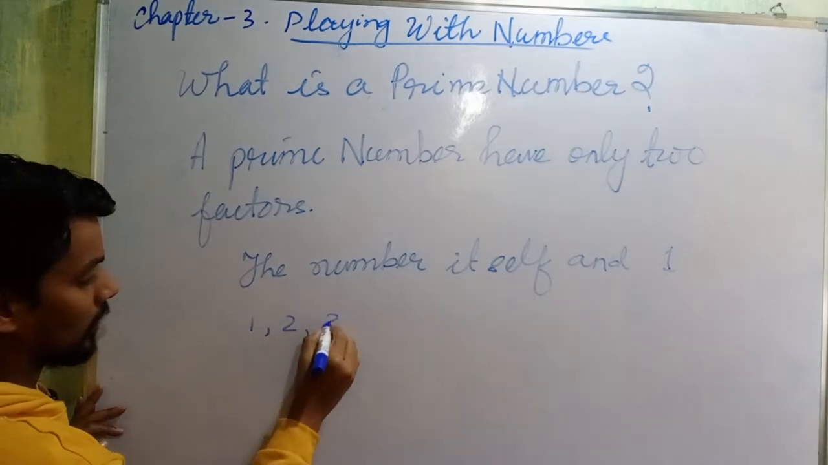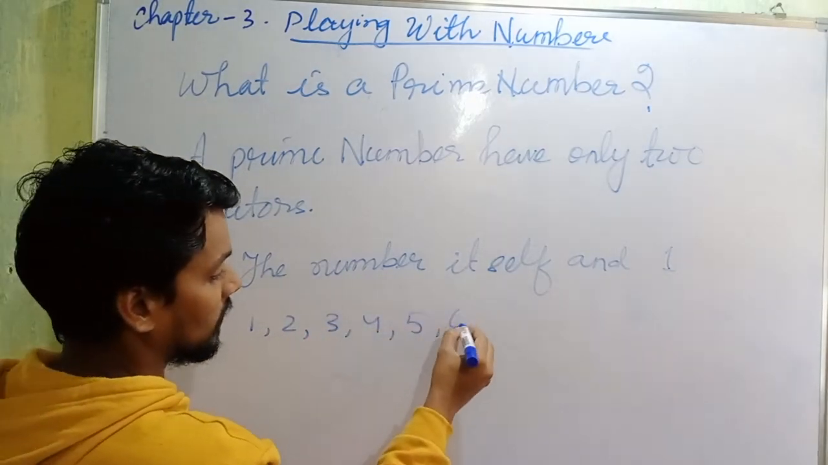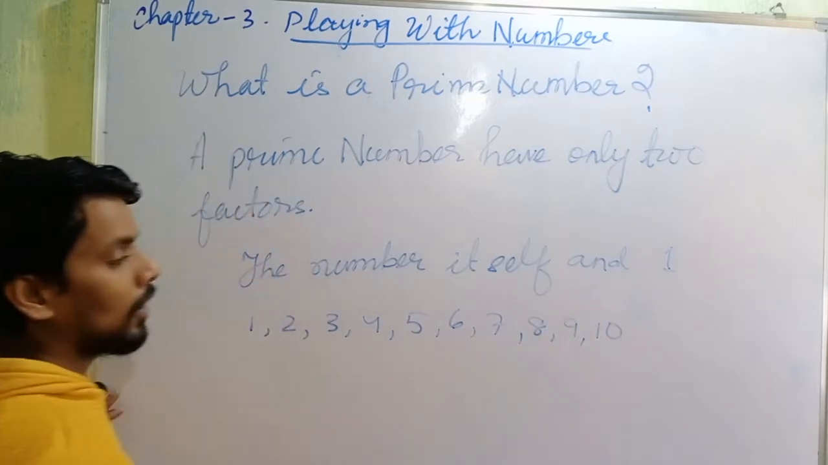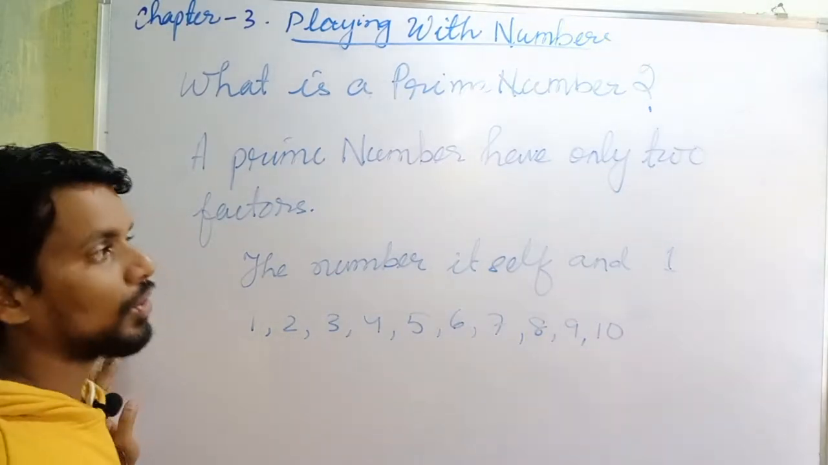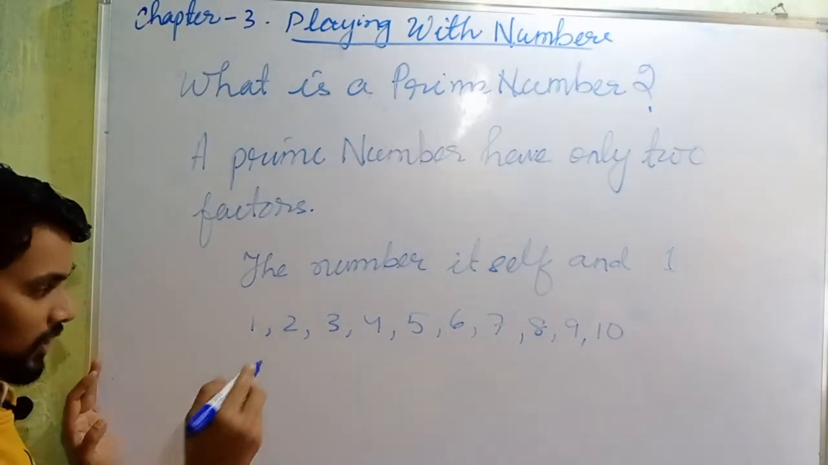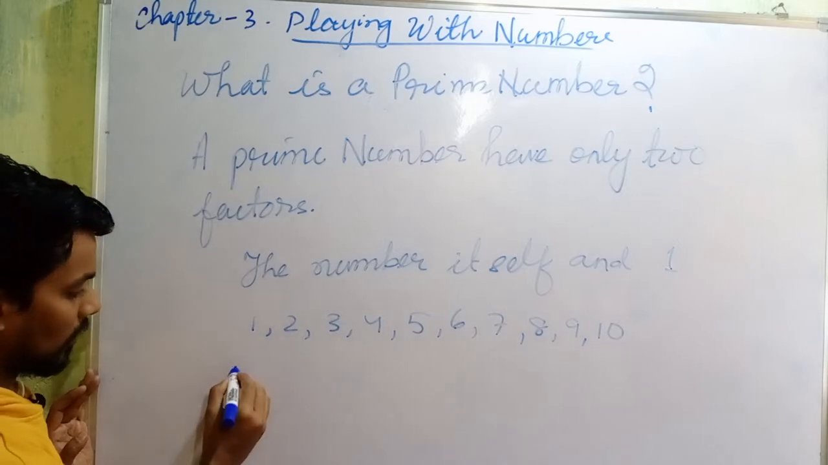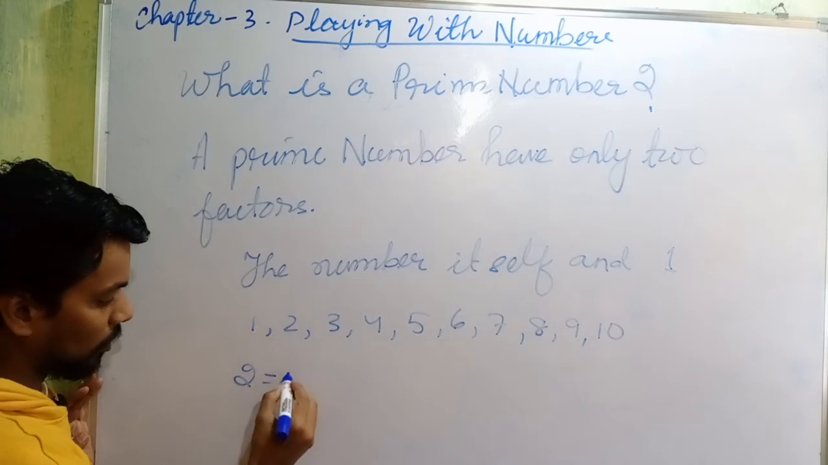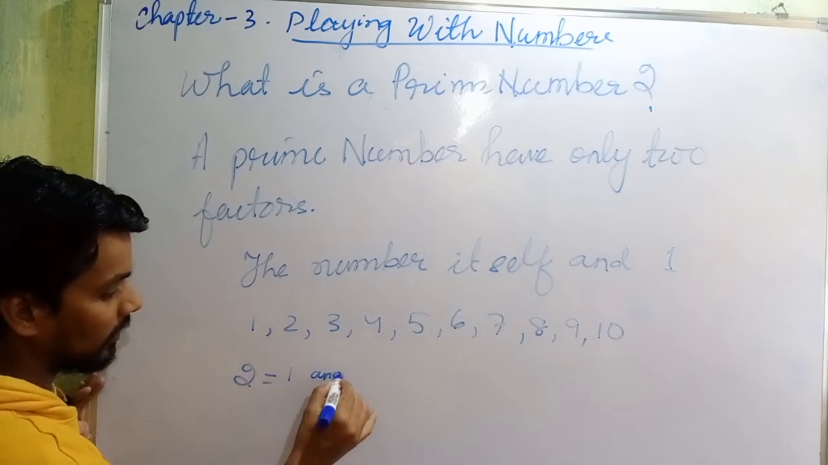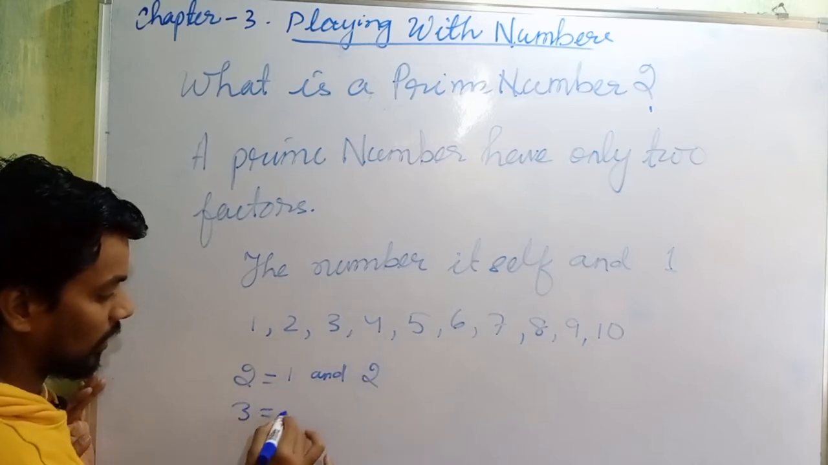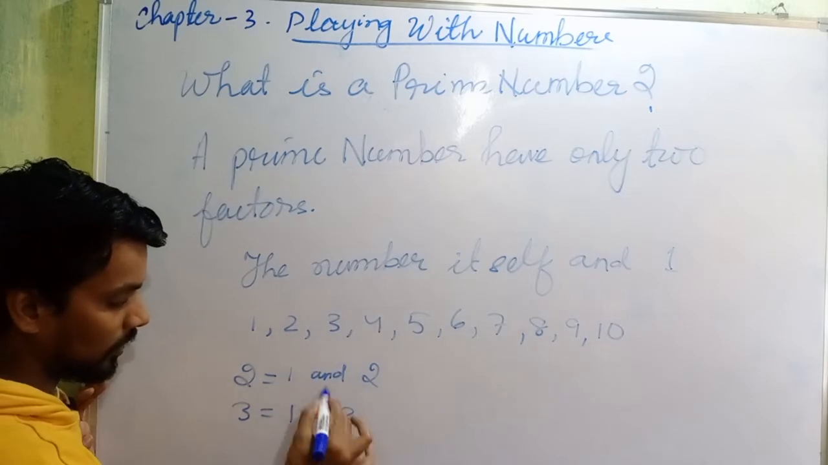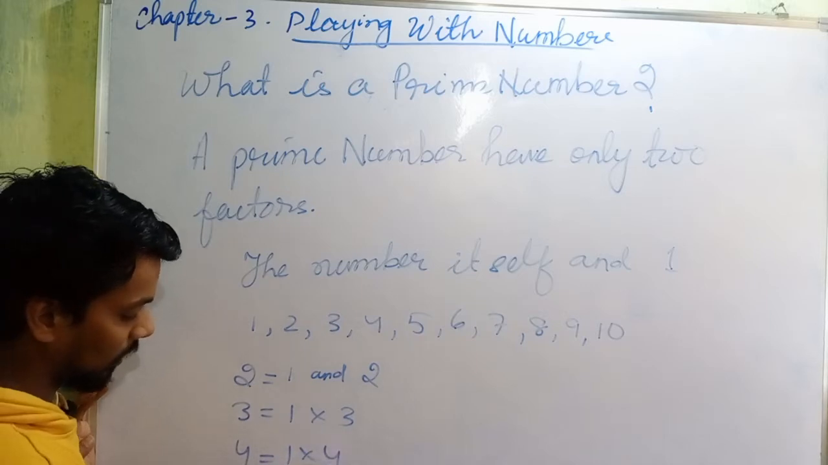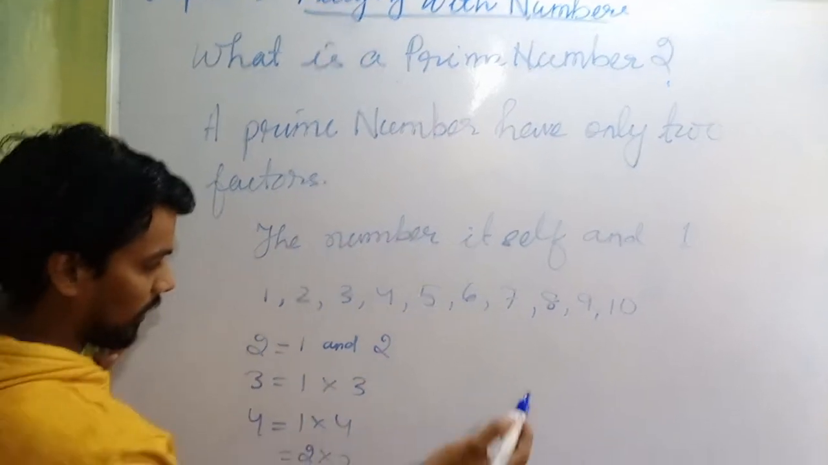1, 2, 3, 4, 5, 6, 7, 8, 9 and 10. In between 1 to 10, which all are prime numbers? Let us discuss. Okay, 2 is a prime number. How? There are only two factors, 1 and 2 itself. 3, 1 into 3, then 4, 1 into 4, then 2 into 2, then 5.